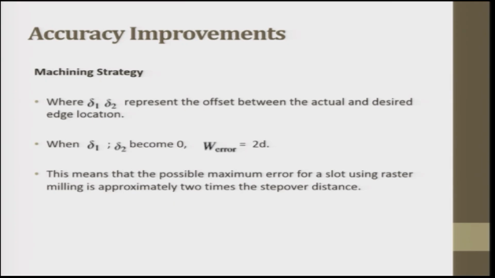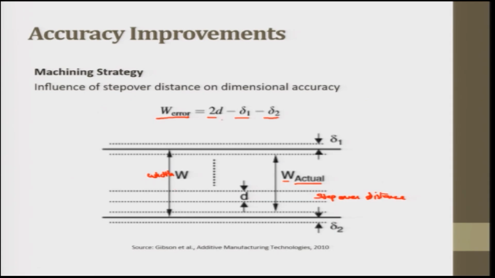When delta 1 and delta 2 become 0, this W error becomes 2D, which means that the possible maximum error for the slot using raster milling is approximately 2 times the step over distance. So, this we can use here. This is 2D minus 0 is equal to 2D. So, this is one of the models that determines the step over distance.